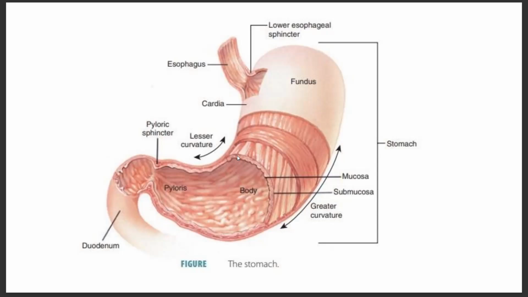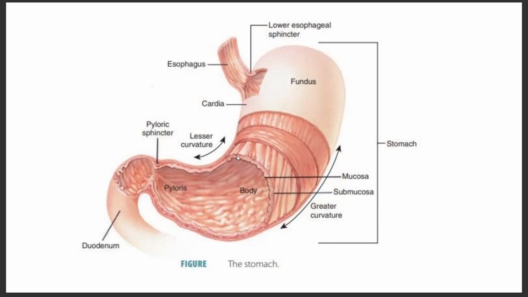Cardiac sphincter, right? It connects the esophagus and stomach. So there are three parts of the stomach: fundus, body, and pylorus. And there are two curvatures: lesser curvature and greater curvature.